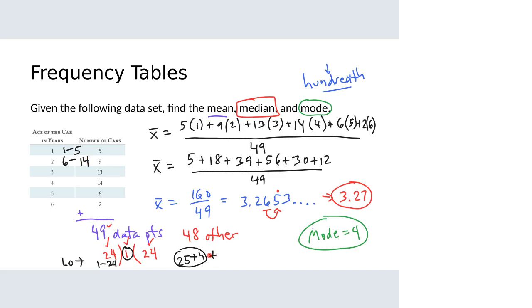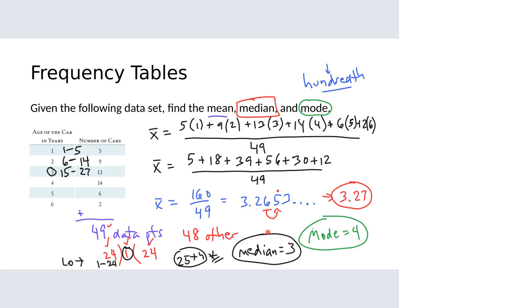I'm looking for the 25th. I haven't made it there yet. The 15th data point is going to be one of those 3s, and now I'll count on my fingers, 13 data points from there. 15, 16, 17, 18, 19, 20, 21, 22, 23, 24, 25, 26, 27. Data points 15 through 27 are in there, and hey, I was looking for the 25th data point. I just found it. The 25th data point is a 3. And so the median of this data set, if I were to list them all out, is 3.